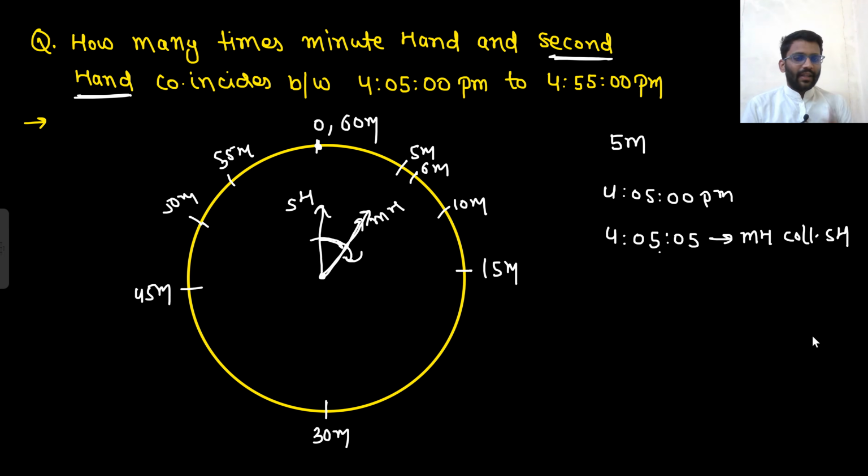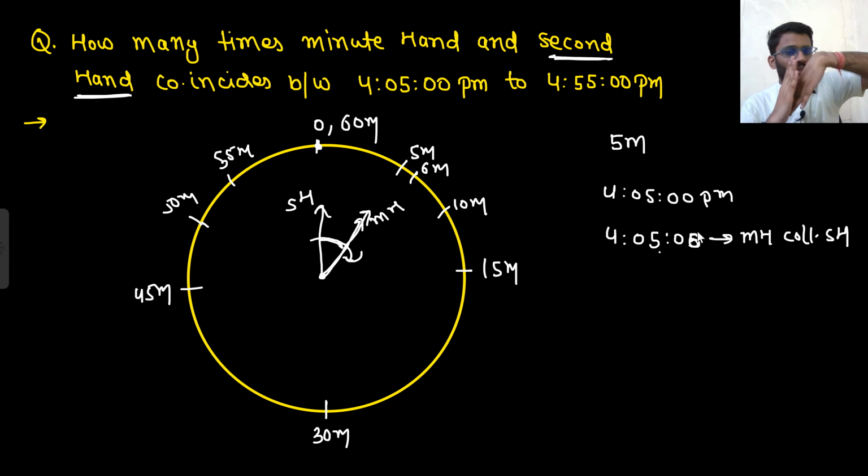Are you getting this point? At 4:05, this was the 5 minute mark, this was the minute hand, and this was the second hand, right? Now the second hand starts moving. It is moving. The minute hand would have moved a little bit, a very little bit. So nearly around 4:05 and a few seconds, or you can say nearly around 4:06, both would collide, right?